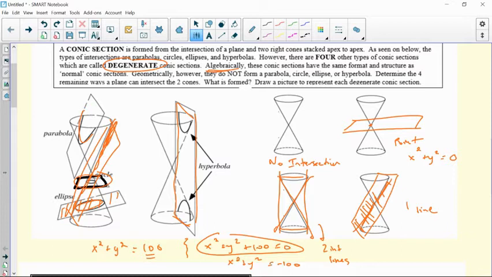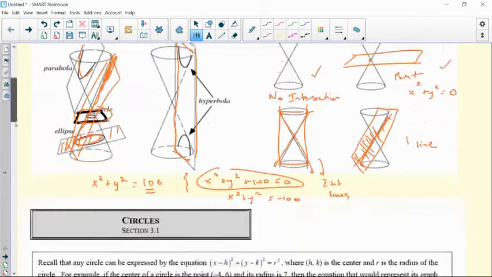But for now, algebraically, it should make sense that no intersection could come from having a quadratic equal to a negative, or a point that's really a circle of radius 0, which could have a quadratic equal to 0. So those are the geometric interpretations of these degenerate conic sections.